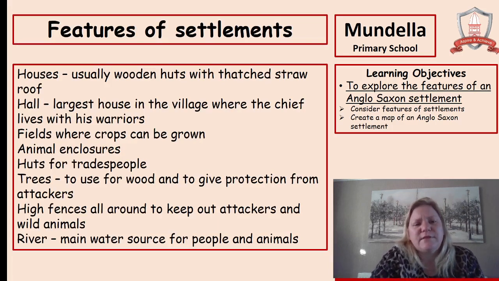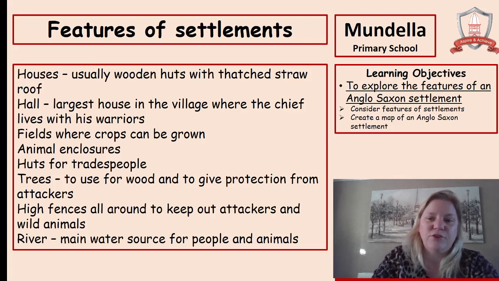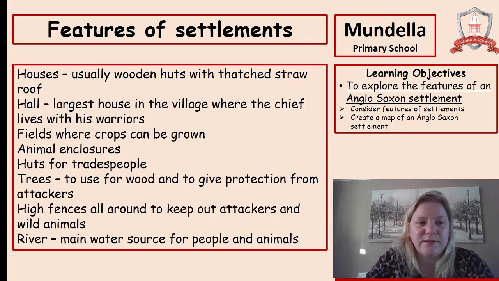So in settlements, generally, they have a lot of the same features. You would still need food, you would still need shelter, you would still need water. That doesn't matter that this was hundreds of years ago, they would still need the same basic things. So we're going to go through the features of Anglo-Saxon settlements, then I'm going to show you a bit of a video of a recreation of a Saxon settlement as well.